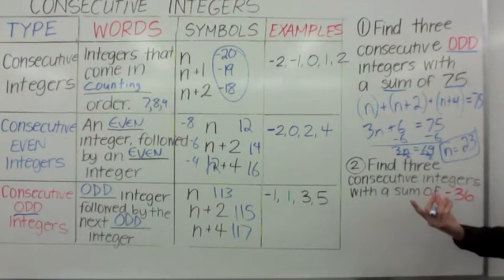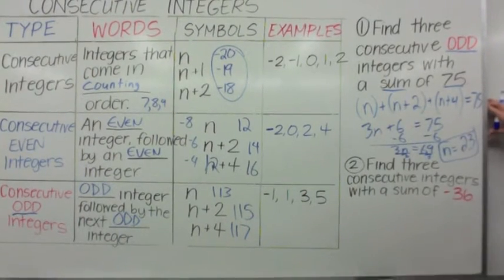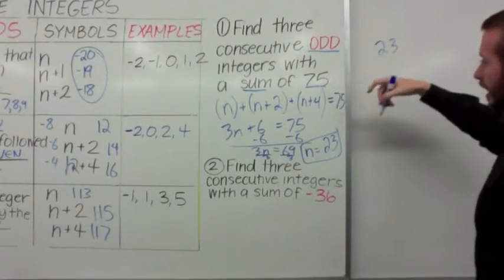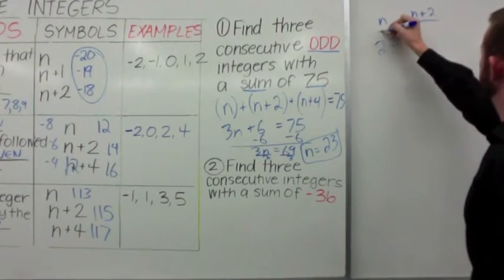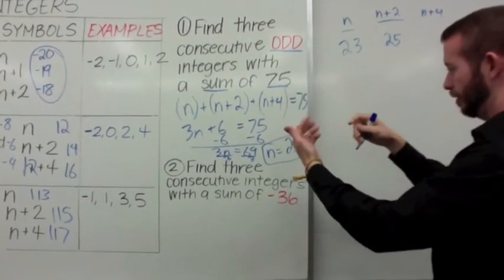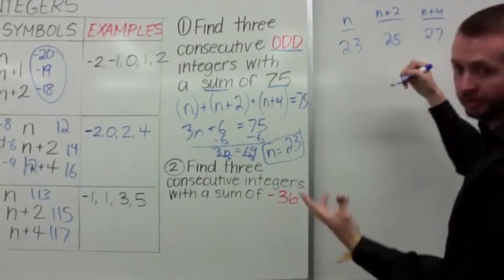Let's see if n equals 23 would work. If n is 23, then this would be 23. And then n plus 2 would be 25. And n plus 4, 23, 24, 25, 26, 27. 27. And use those fingers.